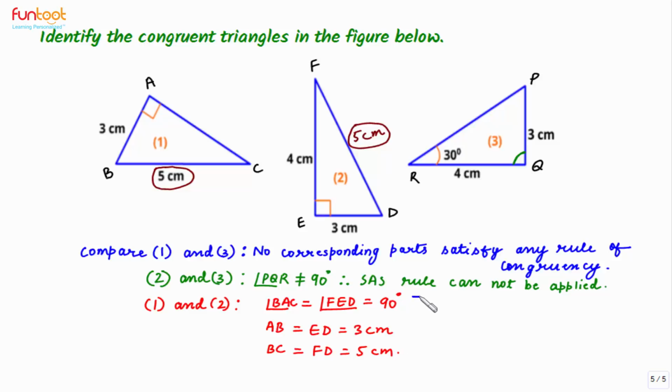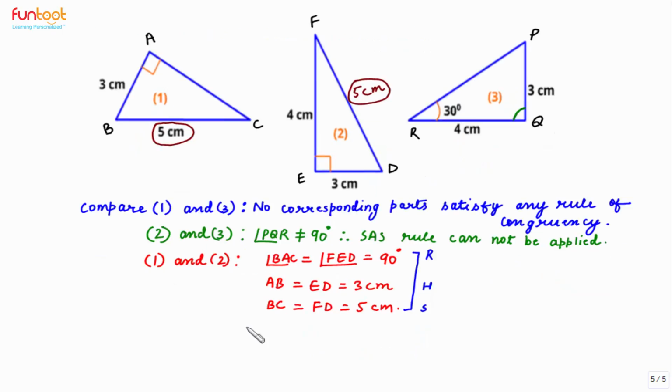Now, from these three pairs of data, we can apply the RHS congruency rule for saying that triangles 1 and 2 are congruent. Therefore, we can say that triangle ABC is congruent to triangle DEF by RHS congruency rule.